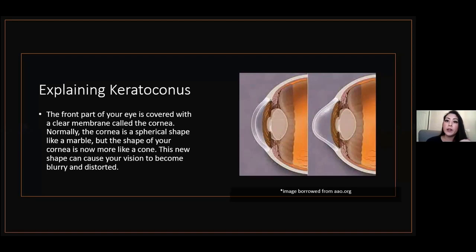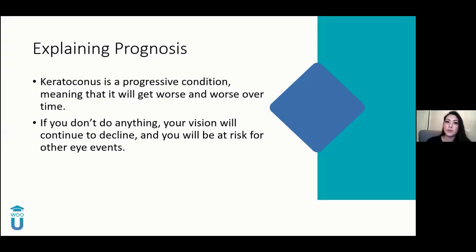Normally, the cornea is a spherical shape, which you can see in this photo, but the shape of your eye now is more like a cone. So it's more like this shape here. And this is the problem. The shape of this is now irregular, which is causing your vision to be blurry. So that's how I explain things to patients. And I think having some visuals, either a printout or something that you can pull up on the computer screen to show them, really helps them understand what's going on with their condition.